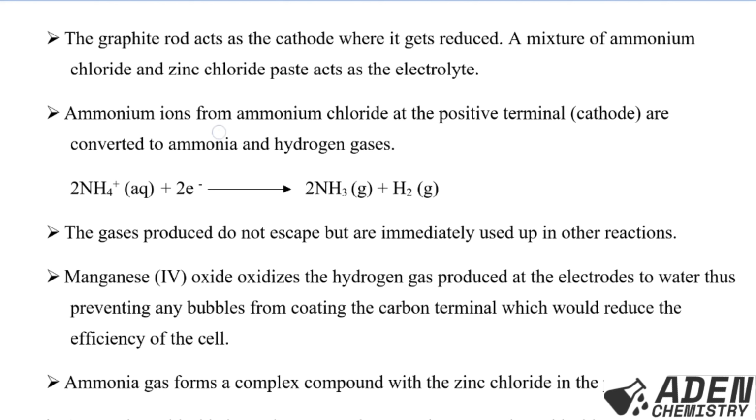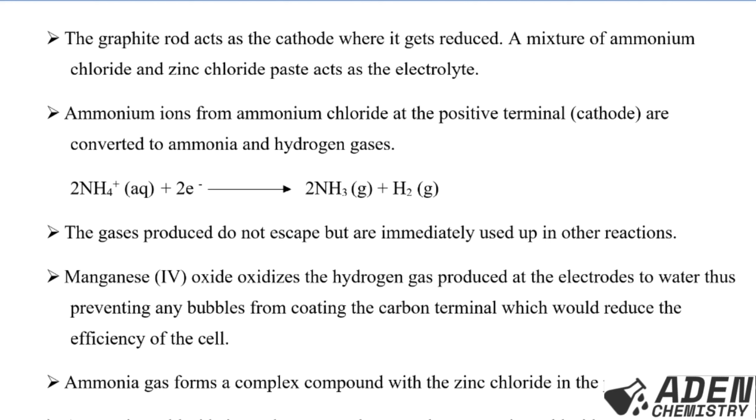Ammonium ions from ammonium chloride at the positive terminal, that's the cathode, are converted to ammonia and hydrogen gases. So this is the equation: 2 moles of aqueous ammonium ions gain 2 electrons lost from the anode by the zinc, then form 2 moles of ammonia gas and 1 mole of hydrogen gas. The gases produced do not escape but are immediately used up in other reactions. That means none of these products are going to escape.